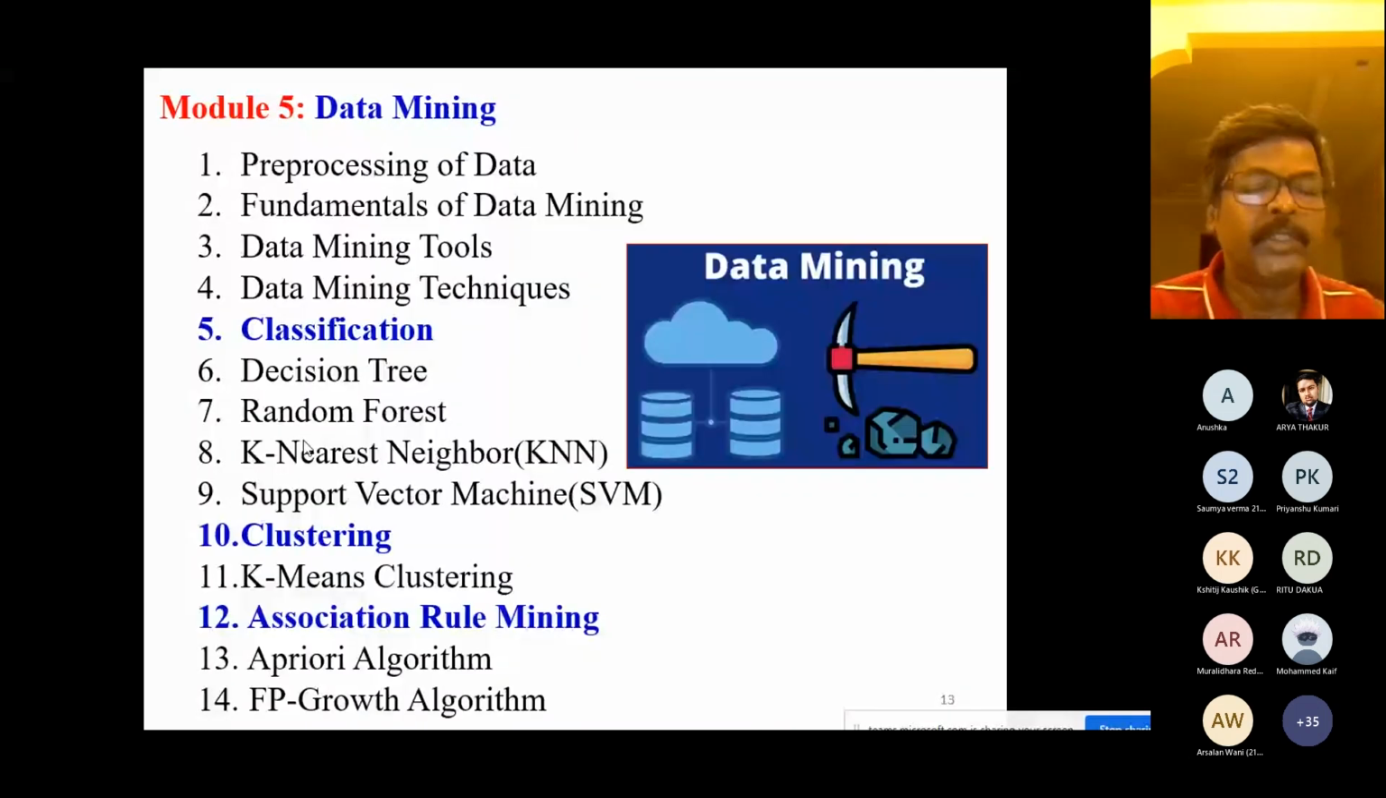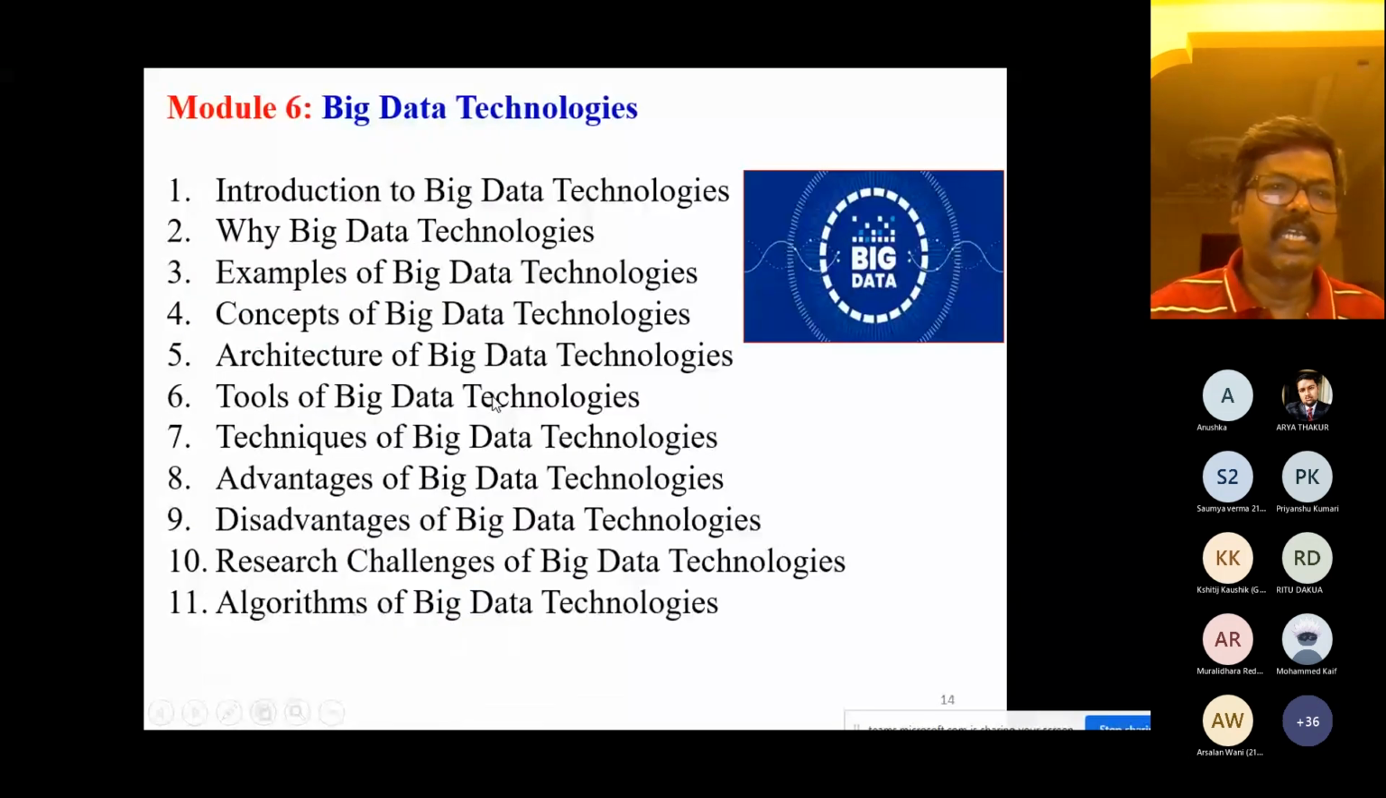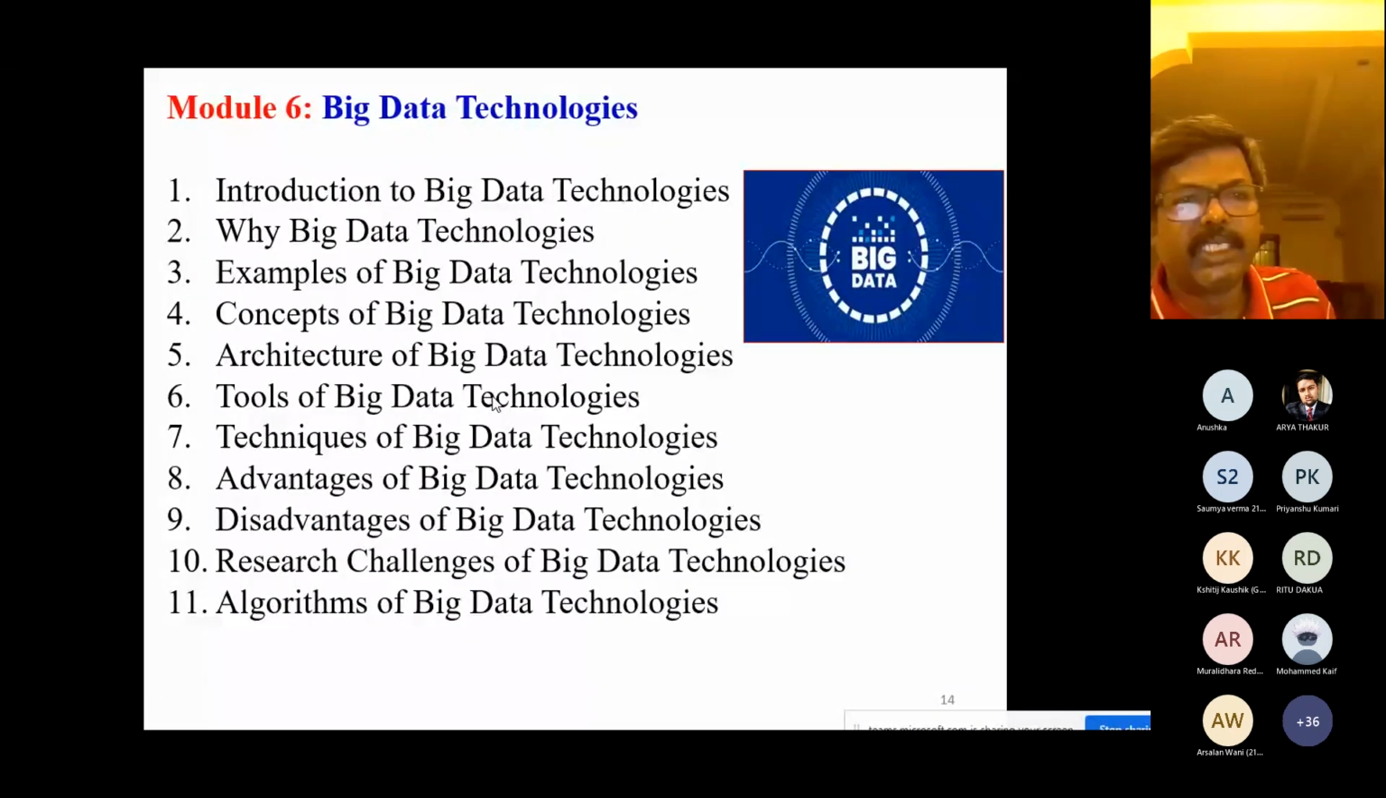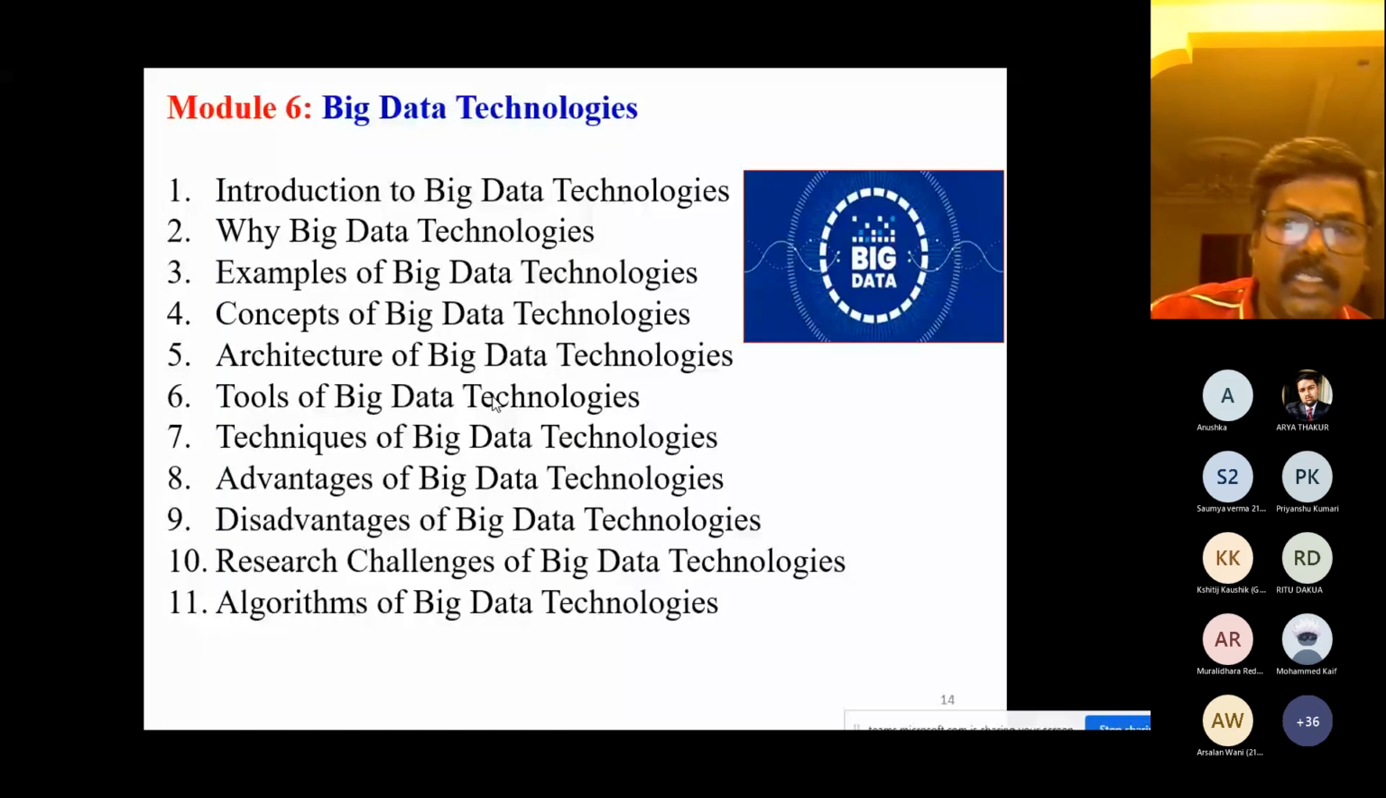Then data mining. Data mining is the process of extracting meaningful, interesting patterns from a huge volume of data by applying classification techniques, clustering techniques, association rule mining techniques, etc. Then followed by the big data technologies. What is meant by big data, why we are using big data, and what are the examples and concepts, and what are the tools and techniques, advantages, disadvantages, research challenges, and algorithms of big data technologies.